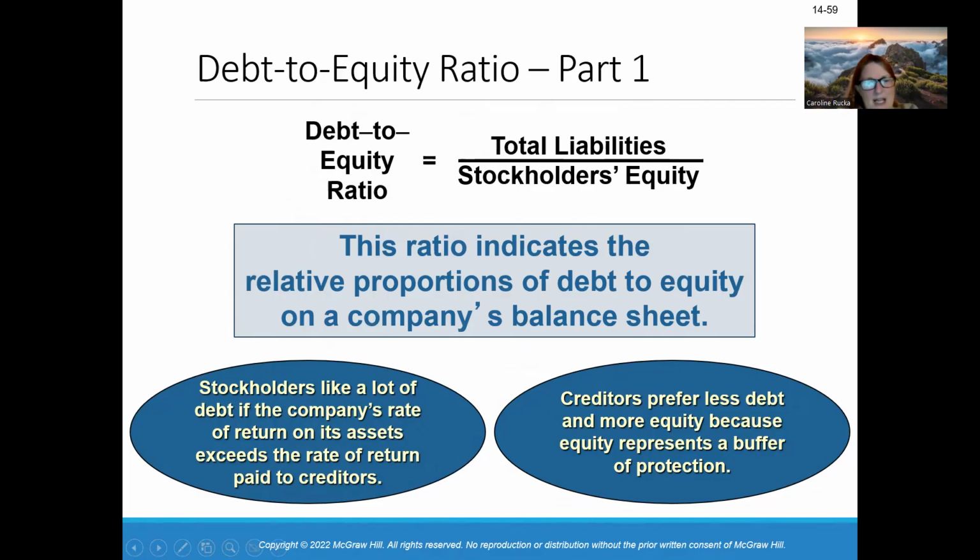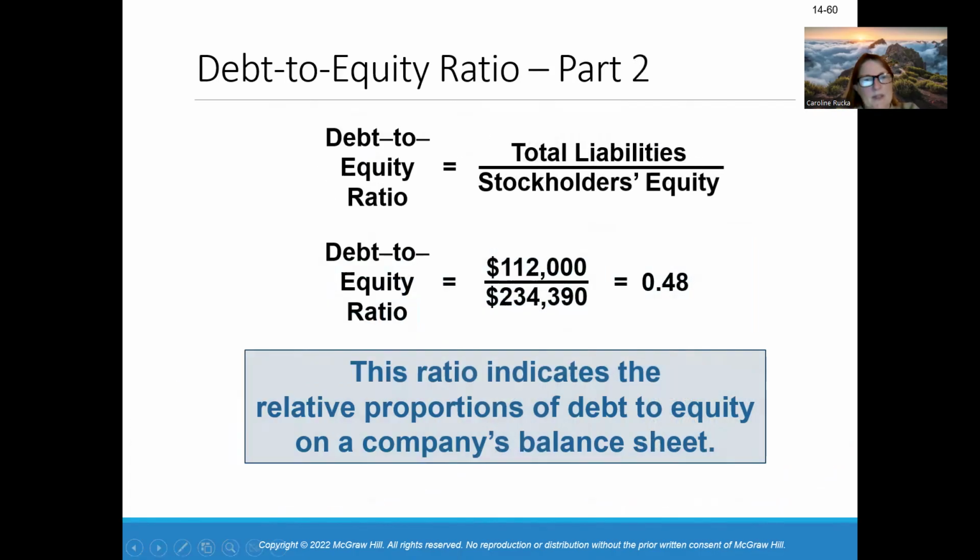Stockholders like a lot of debt if the company's rate of return on its assets exceeds the rate of return paid to creditors. Creditors prefer less debt and more equity because equity represents a buffer of protection for those debts. So again, debt to equity ratio, total liabilities over equity.